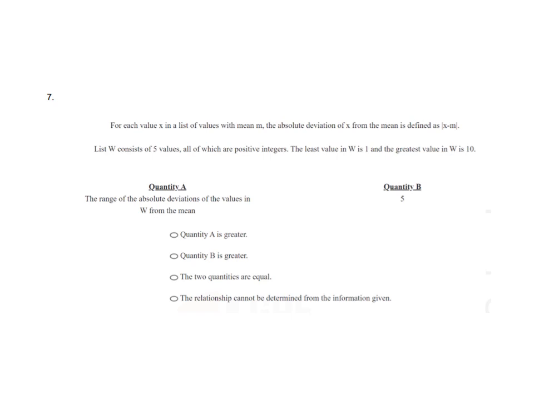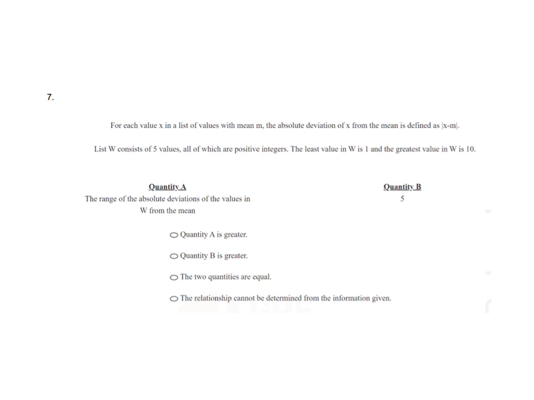Let's read question number 7. For each value x in a list of values with mean m, the absolute deviation of x from the mean is defined as |x minus m|. List W consists of 5 values, all of which are positive integers. So the condition is that the 5 values will be positive, neither negative nor 0. The least value in W is 1, and the greatest value in W is 10.